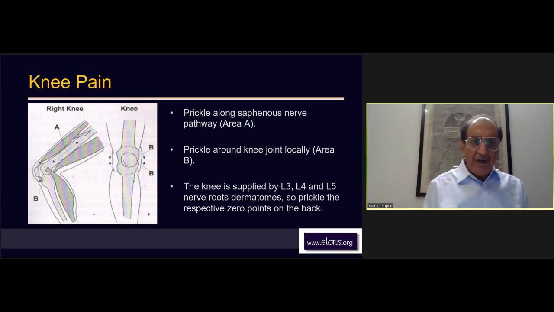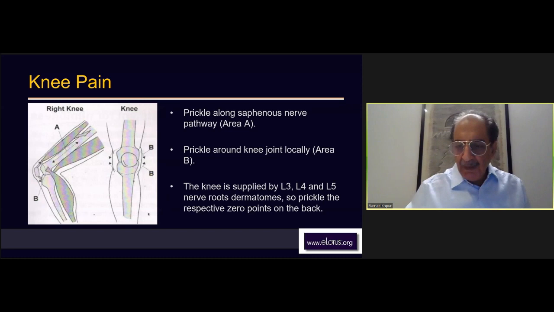And we also know that the knee is supplied by L3, L4, and L5 nerve root dermatomes. So I will also do the pricking of the respective zero points on the back. So that completes the treatment. So first you do pricking along the saphenous nerve pathway, area A. Then you do pricking around the knee joint, which is the area B. And then you also do the knee treatment in the nerve root dermatome at the back, at the level of L3, L4, and L5, on the zero points.